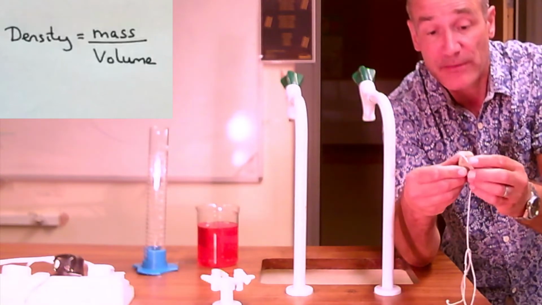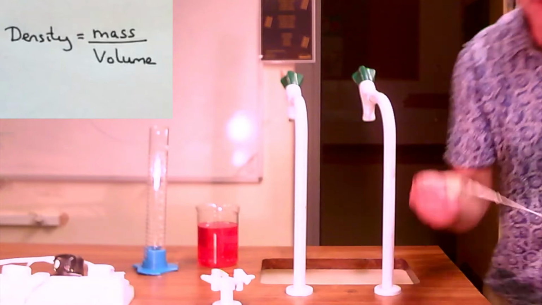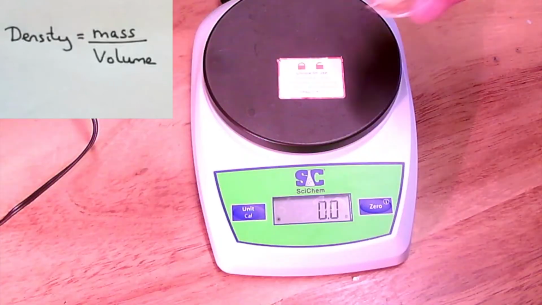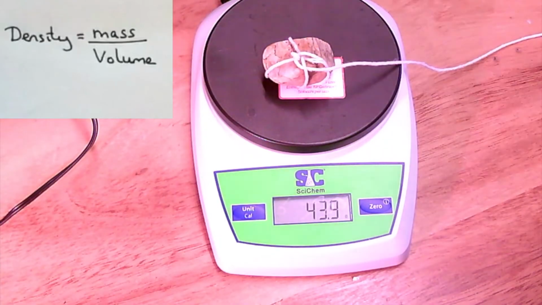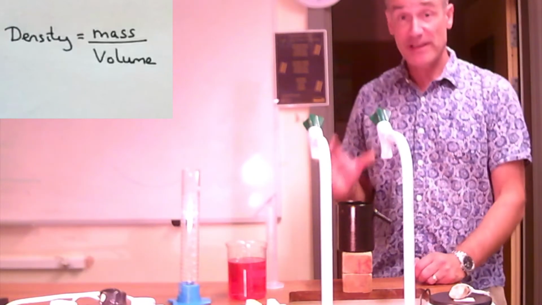And it's easy measuring the mass. All we need to do is to put it on digital scales. So mass is 44.1 grams. So next thing we need to do is to measure the volume.